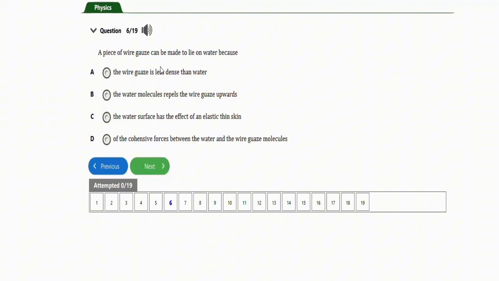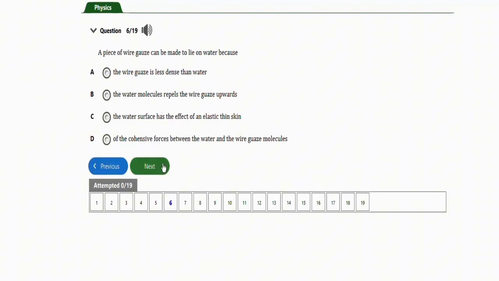It says, a piece of wire gauze can be made to lie on water because we have A, the wire gauze is less dense than water. B, the water molecule repels the wire gauze upwards. C, the water surface has the effect of an elastic thin skin. D, of the cohesive force between the water and the wire gauze molecules. So guys, the correct option to this question will be option C. A piece of wire gauze can be made to lie on water because the water surface has the effect of an elastic thin skin. That's the correct option, option C.